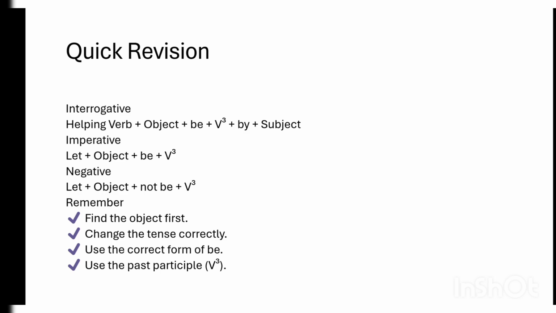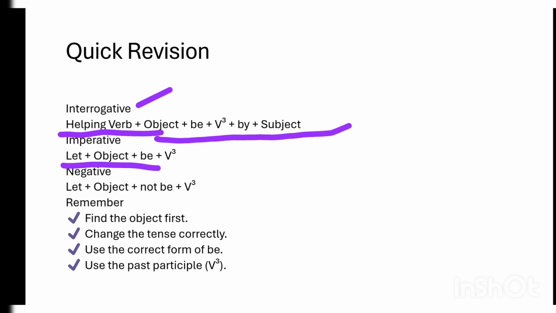Now, quick revision. Interrogative sentences: in the interrogative sentence, the passive structure is, helping verb we write first, very important, then object, then be, then V3, then by, then subject. For imperative, let, then object plus be plus V3. If negative, let plus object plus not be, then V3. Don't write be not, it should be not be. And if never is there, then let, object, never, then be, then V3.